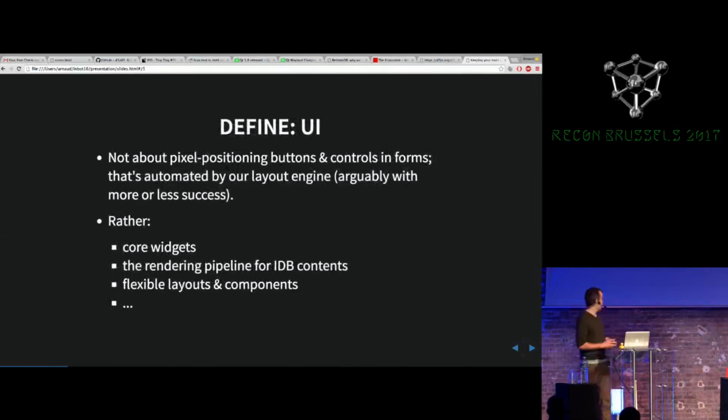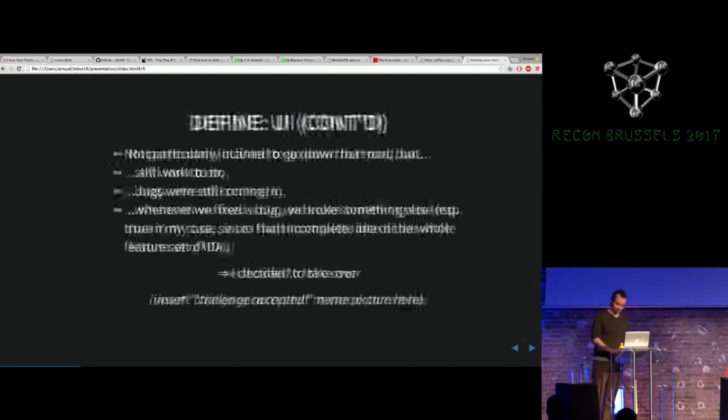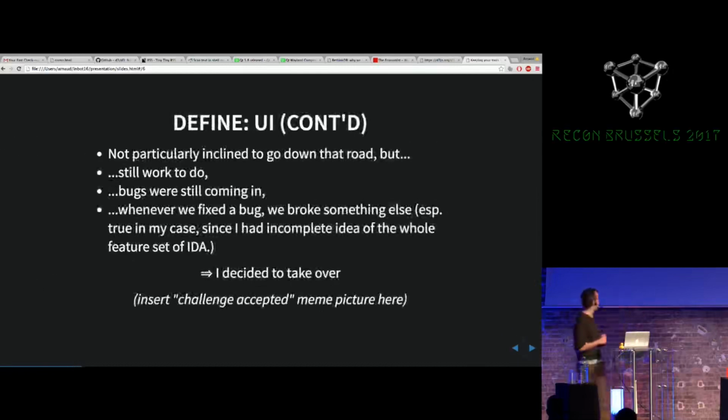When I'm talking about UI, it's not about, hey, this button is misplaced or anything like that. We know they are, right? This is about basically the rendering pipeline, how the stuff that you place in your IDB is actually rendered on the screen. That's what we call the rendering pipeline. I was not particularly inclined to go down that road, but then again, it's not as stupid as positioning buttons, so it's actually fairly interesting.